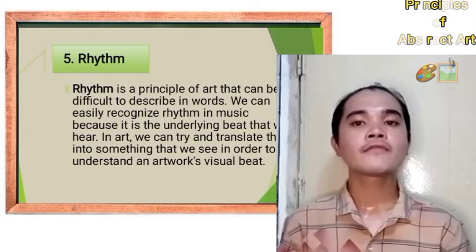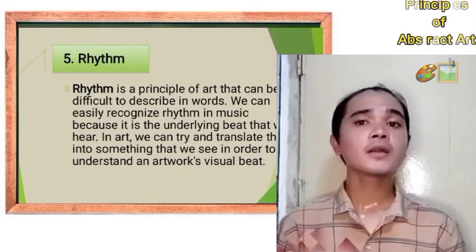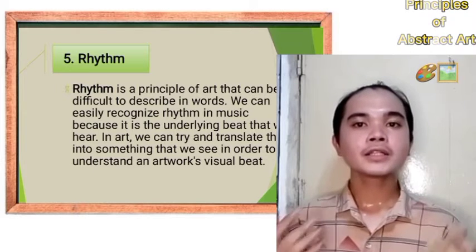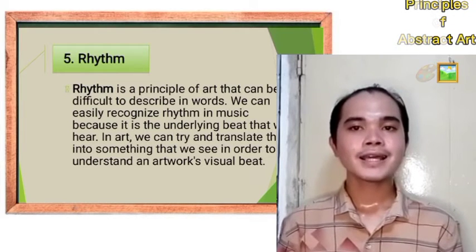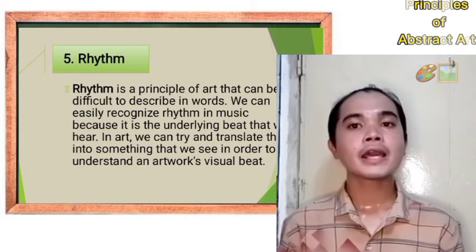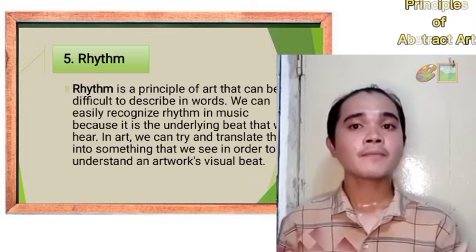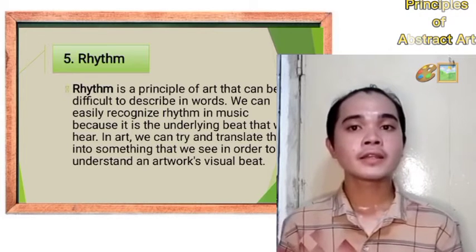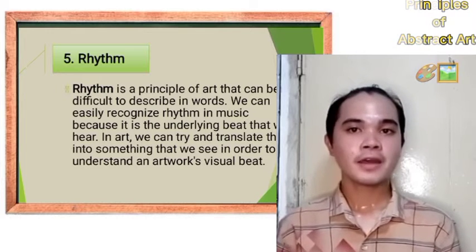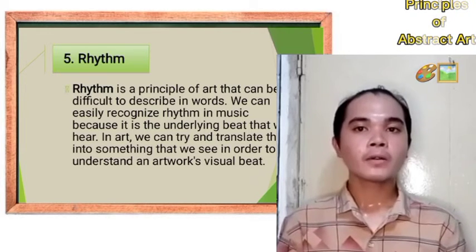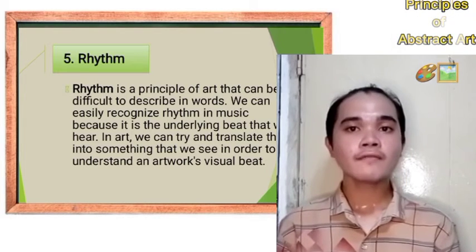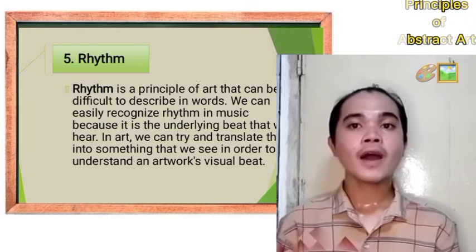Then the fifth one, we have rhythm. It is a principle of art that can be difficult to describe in words. We can easily recognize rhythm in music because it is the underlying beat that we hear. In art, we can try to translate the thing into something that we see in order to understand an artwork's visual beat. A pattern has rhythm, but not all rhythm has a pattern. For example, the colors of a piece can convey rhythm by making your eyes travel from one component to another.